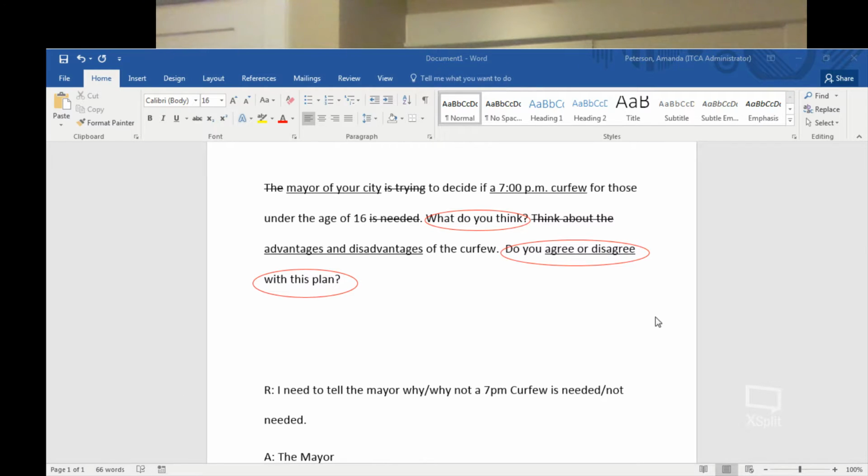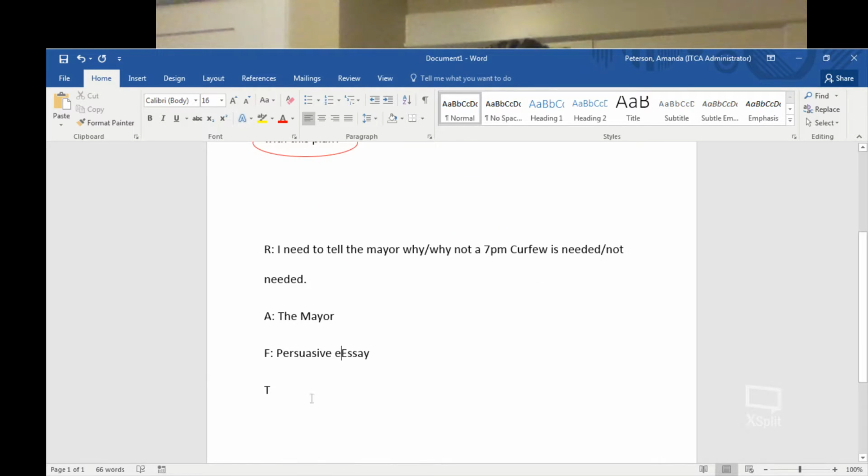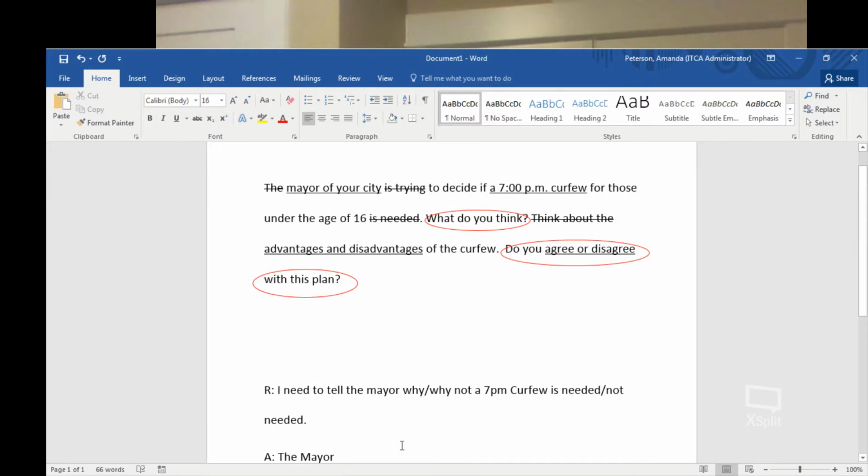Okay, and T, when it gets down to topic, this is where your opinion's going to come in on this. Do you think a curfew is needed or not needed?